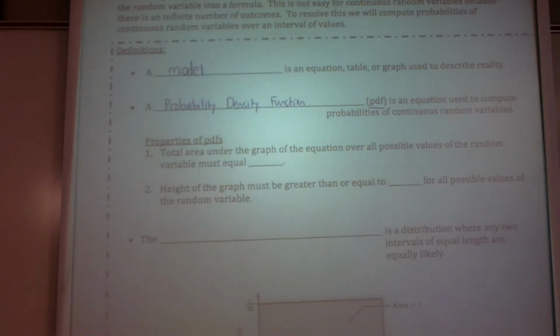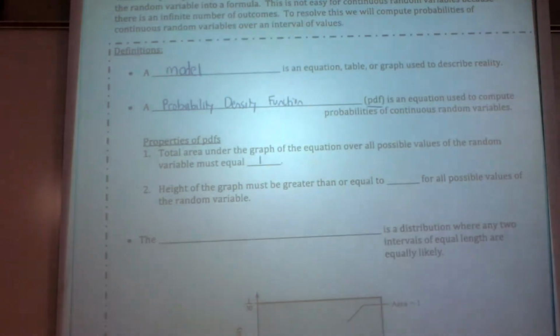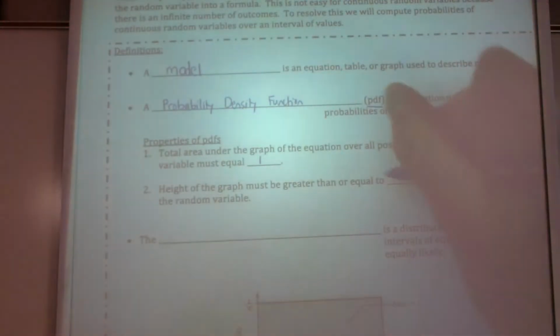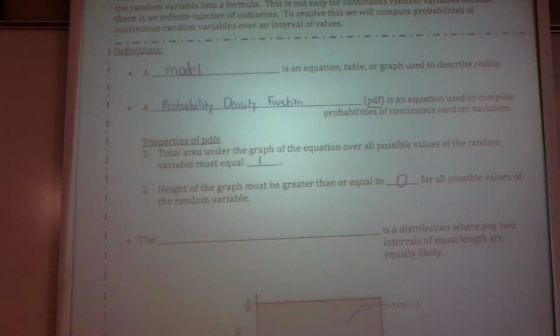Now, a couple of properties with this, and a lot of these should seem pretty similar. The total area should add up to, any guesses? 1. Just like with probabilities, all the probabilities need to add up to 1. Now, this one's a little bit different. What we're looking at here is that the height of the graph must be greater than or equal to 0 for all possible values of the random variable. That relates to when we talked about probabilities needing to be positive. Well, now we're looking at a graph, and we're saying the graph needs to be positive.